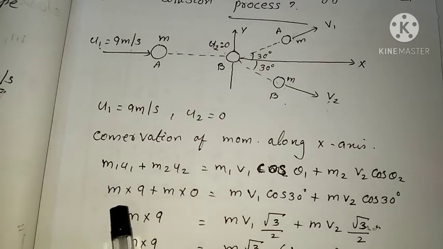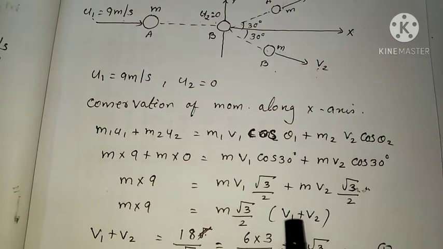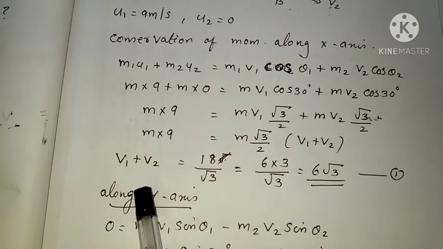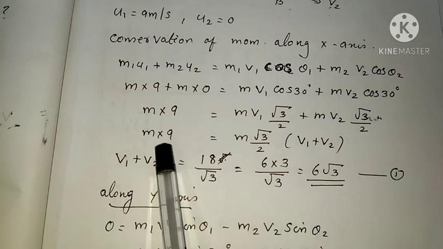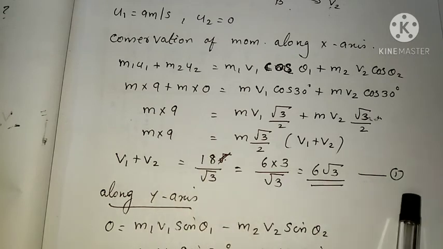It is m1 and m2, that is m. So m into 9 plus m into 0 equal to m v1 cos 30 plus m v2 cos 30. Therefore, m into 9 equal to m v1 into root 3 by 2 (cos 30 equal to root 3 by 2) plus m v2 root 3 by 2. Therefore, m into 9 equal to m root 3 by 2 into (v1 plus v2). Therefore, v1 plus v2 equal to 9 into 2, that is 18, divided by root 3, equal to 6 root 3. That is equation number 1.